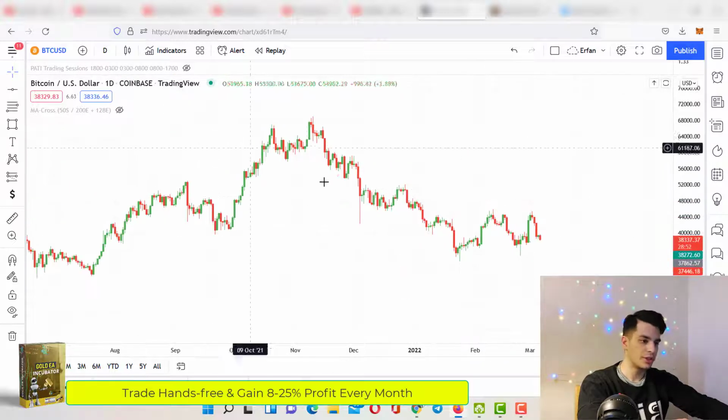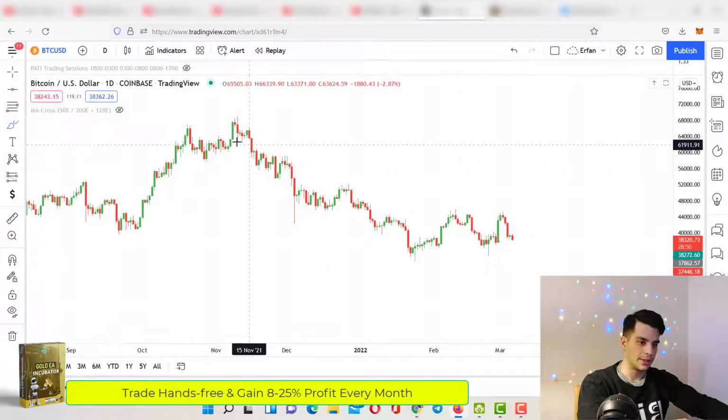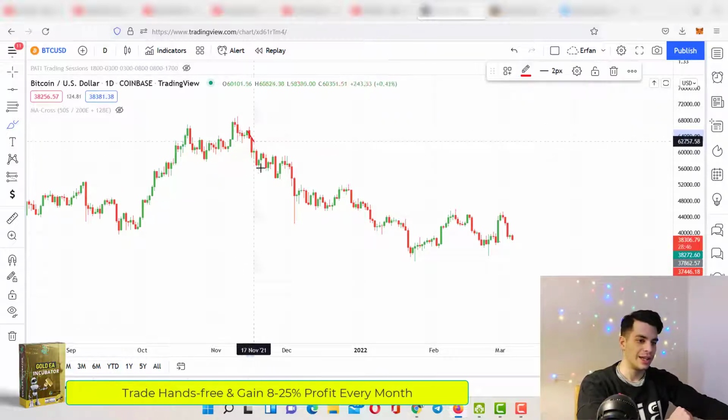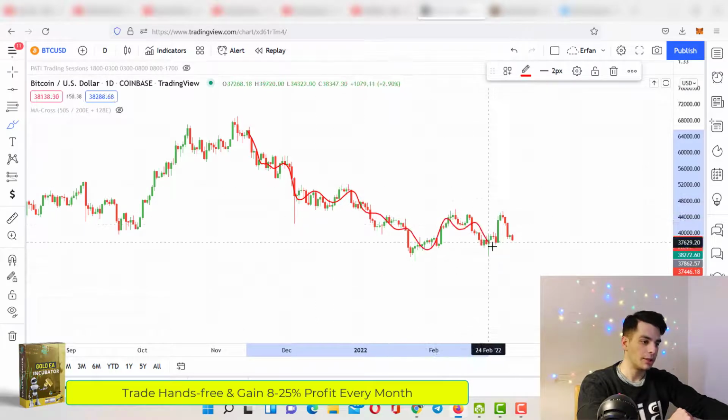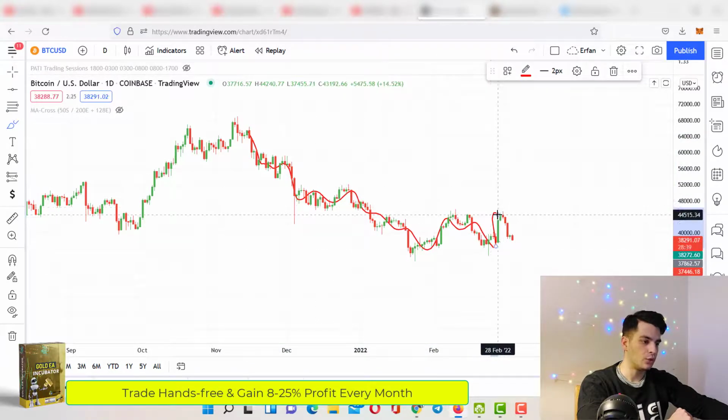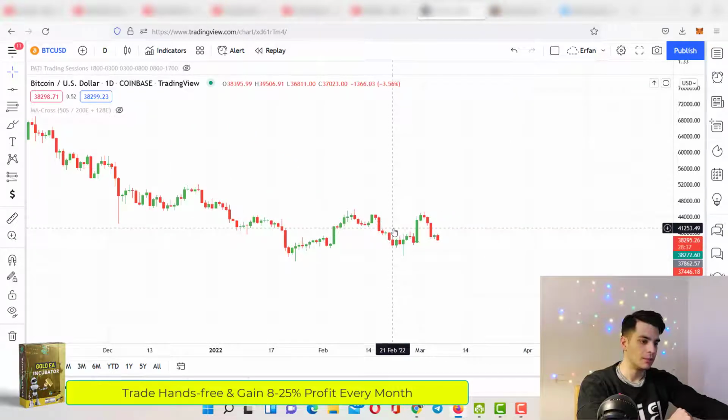Yeah, gold is crazy. Since when? Since November 2021, it's just been creating lower lows and lower highs. It's very, very bearish. But after the war happened, we had a huge spike in price that had a break of structure here.